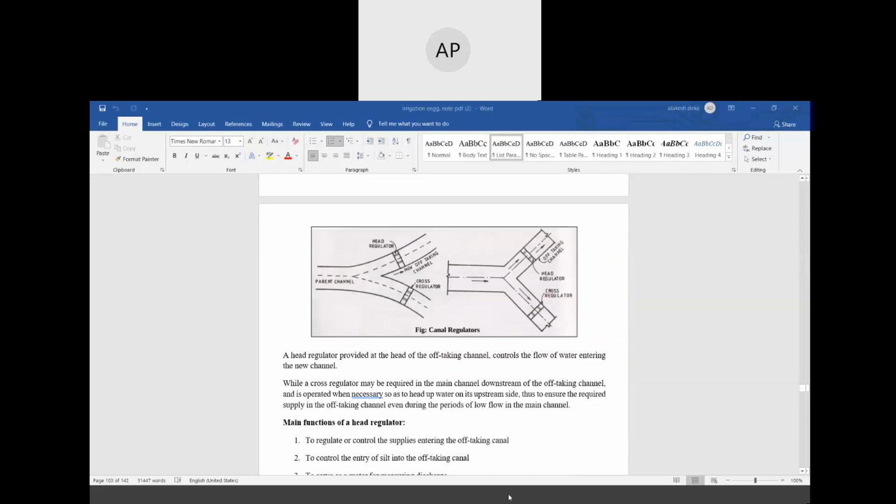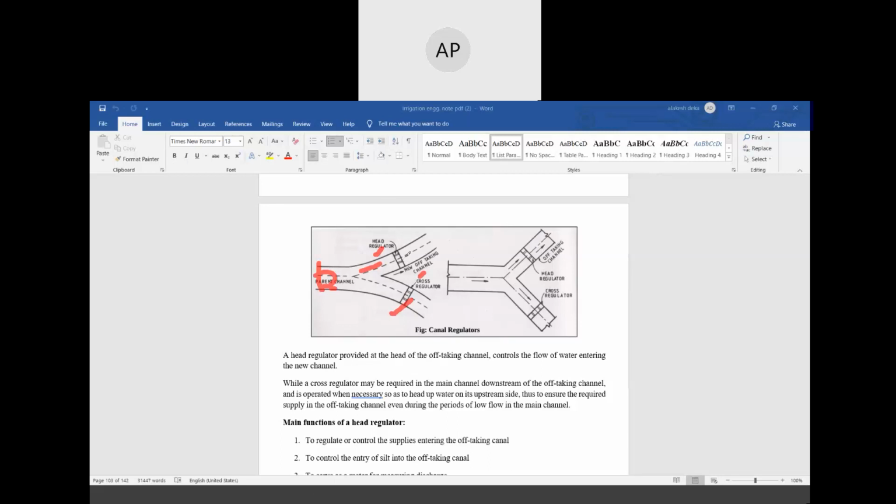So these are the canal regulators. In this figure, you can see this is the canal. Suppose this is the parent canal. Here it is divided into a head regulator and a cross regulator. This goes to the new off-taking canal, and a head regulator is provided at the head of the off-taking canal.